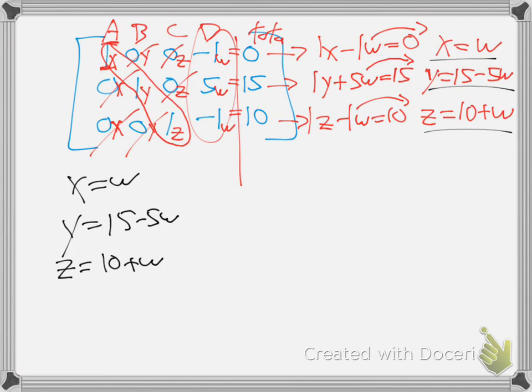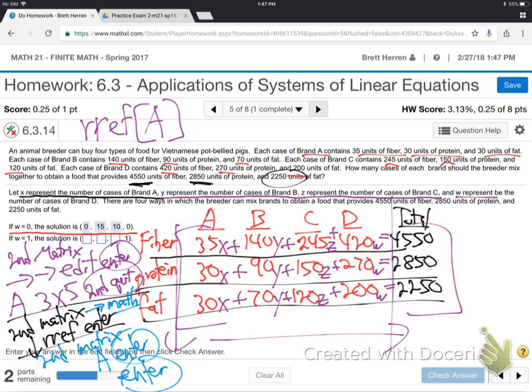What does that mean in real life? What's that W? Well, coming back over here, remember this is an animal breeder, and they have four types of food for these pigs. How much of the brand A food, how much of brand B, how much of brand C, how much of brand D should they put in the mix for the pigs to get all the protein and fiber and fat they need? That's what we're trying to answer in real life. Well, the answer is there's an infinite number of ways you can do it correctly. There's not just one right answer. There's an infinite number of ways you can mix the foods together and get the desired outcome for fiber, protein, and fat for the pigs.